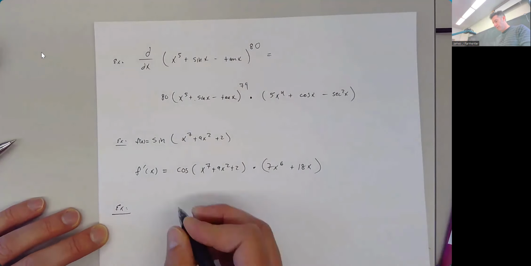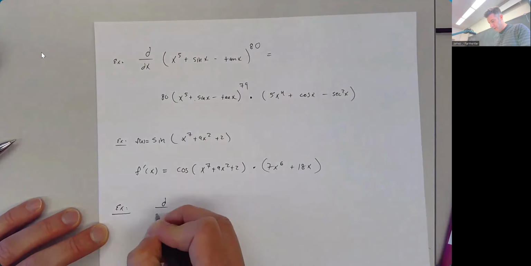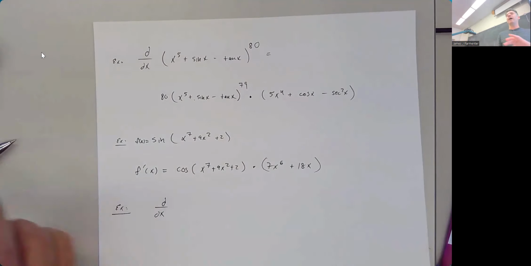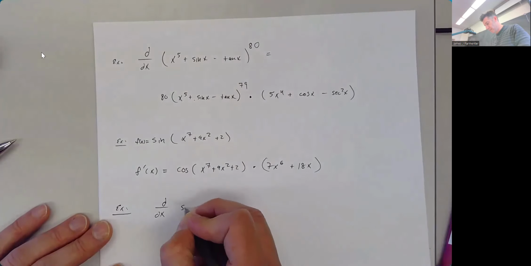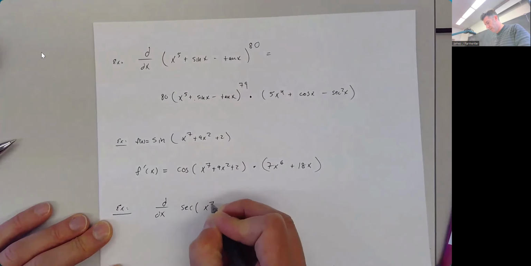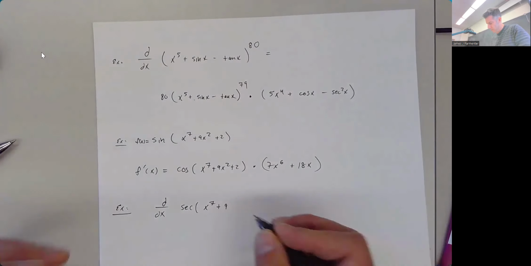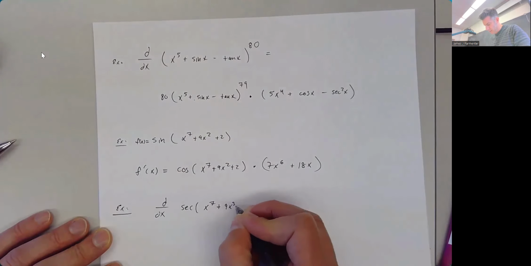Let's say our function we want to take the derivative of was, so this next one I think is a little extra tricky just because of the nature of this specific type of function. What if I had secant of x to the 7th plus 9x cubed minus 4? Why am I doing the same functions? I don't know.